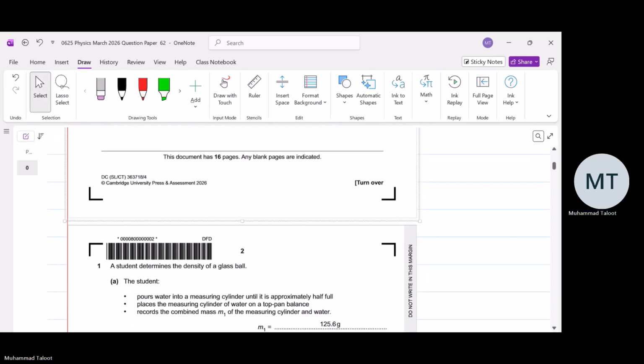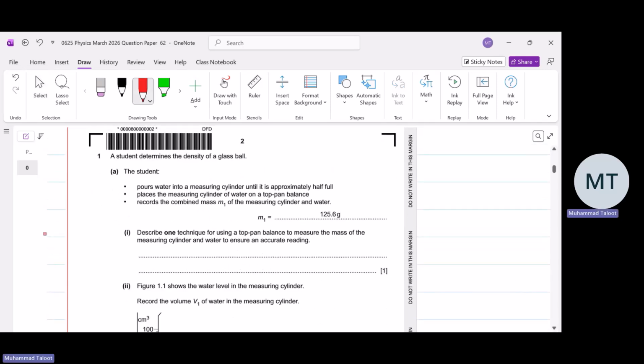Let's solve this. Here we have question number 1. In this question, dear students, a student determines the density of a glass ball. So when we are saying density of a glass ball, we must remember that density is equal to mass divided by volume. And here they are saying glass ball. One thing more comes to our mind, that is volume of glass ball. It is a spherical shape, so it will be 4 by 3 pi r cube.